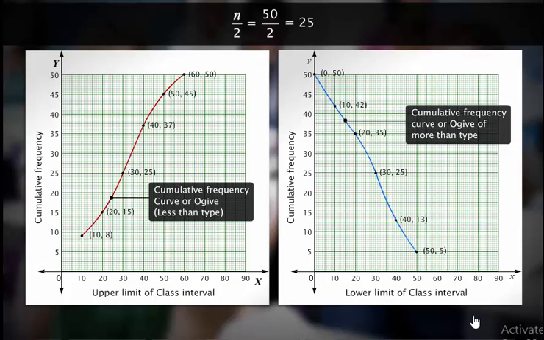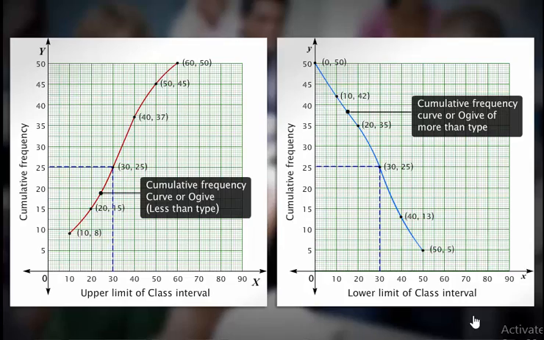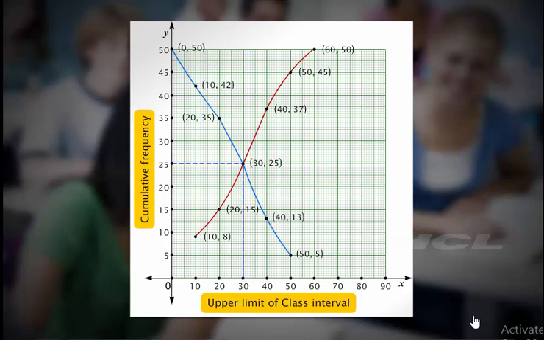One way to obtain the median is to find the value of n over 2 on the y-axis, and then identify the corresponding value of the variable on the x-axis by drawing the horizontal and vertical lines. The respective value on the x-axis is the required median. The other way to obtain the median is, if we draw both the ogives of less than and more than types together in a single graph, then they intersect at a point. The corresponding value on the x-axis is the required median for the given data.